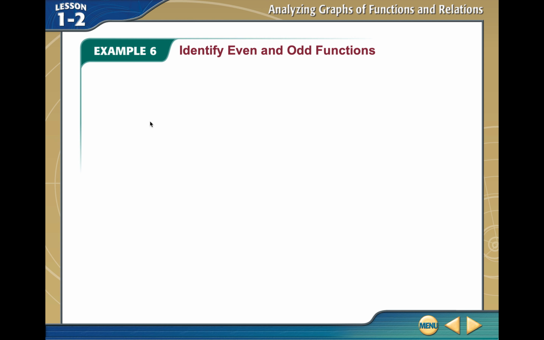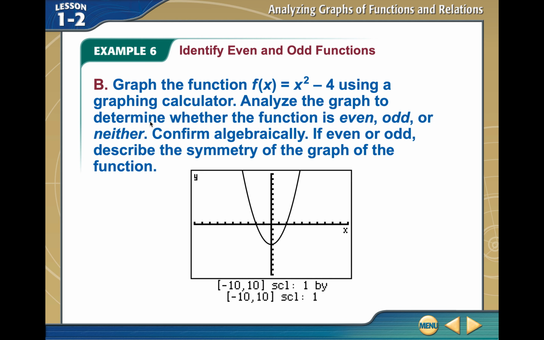So in this video, I'm going to show you how to identify whether a function is even or odd. So we take this first example. We look at this graph. Graphically, if this is going to be even, then it should be symmetric about the y-axis. And if it's going to be odd, it should be symmetric about the origin.